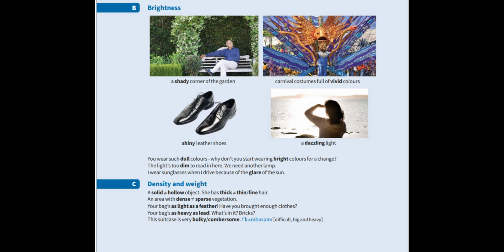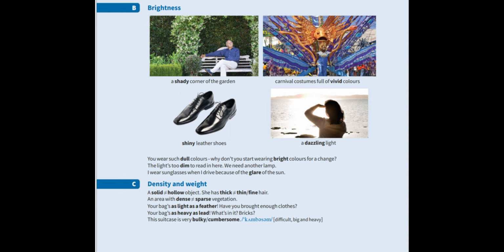A dazzling light is so bright that it is difficult to look at. The opposite of bright is dull. Dull colors are not strong or vivid. For example, you wear such dull colors. Why do you not start wearing bright colors for a change?